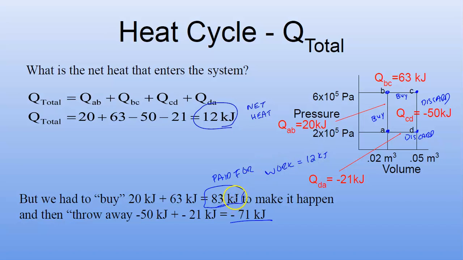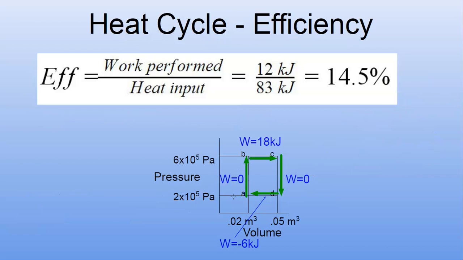All right. We could find the efficiency of this engine. How good is this engine at turning heat into work? And it's that simple. The efficiency is equal to the work divided by the heat. I got 12 kilojoules out. I put 83 kilojoules in. That's 14.5% right there. That's not a particularly good engine, is it? Well, turns out it's not all that bad either.